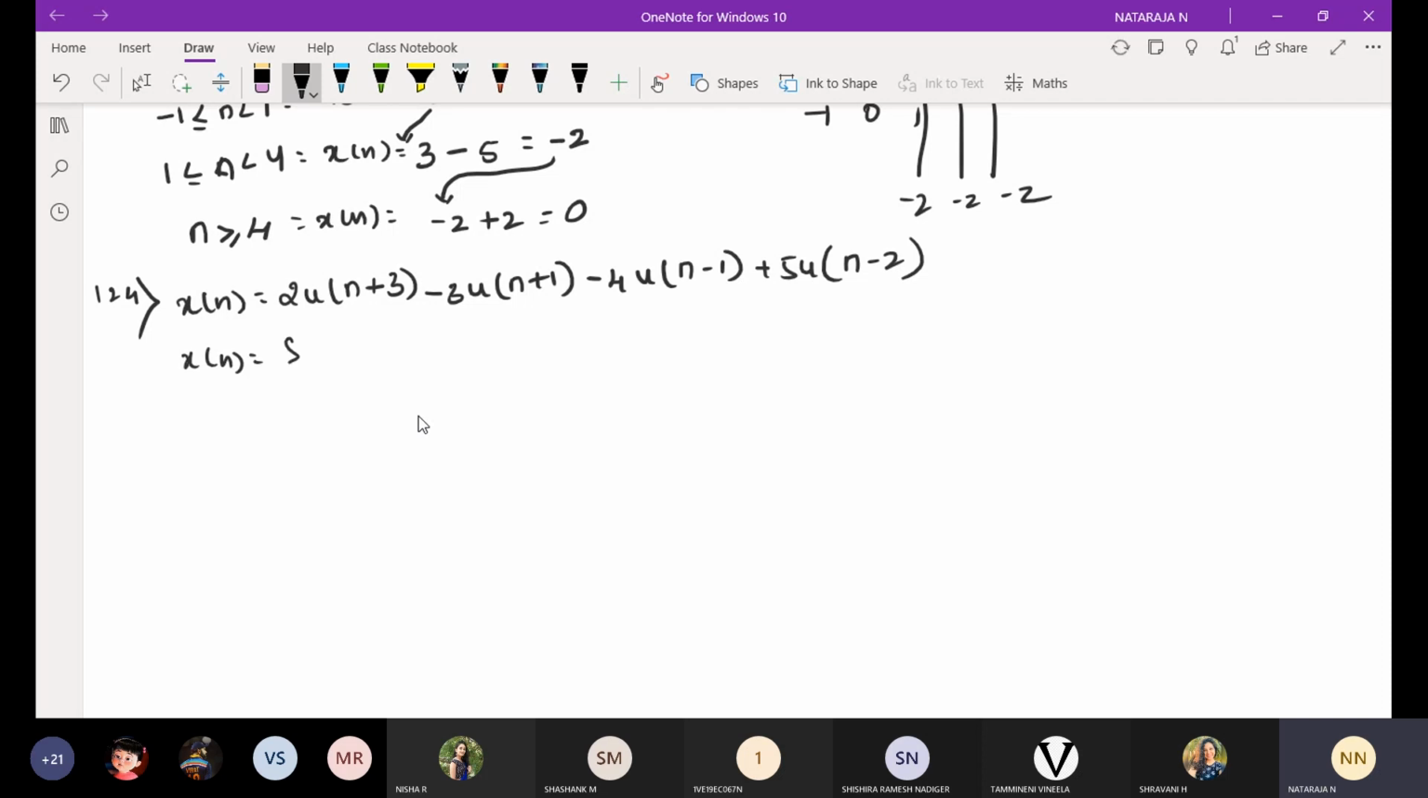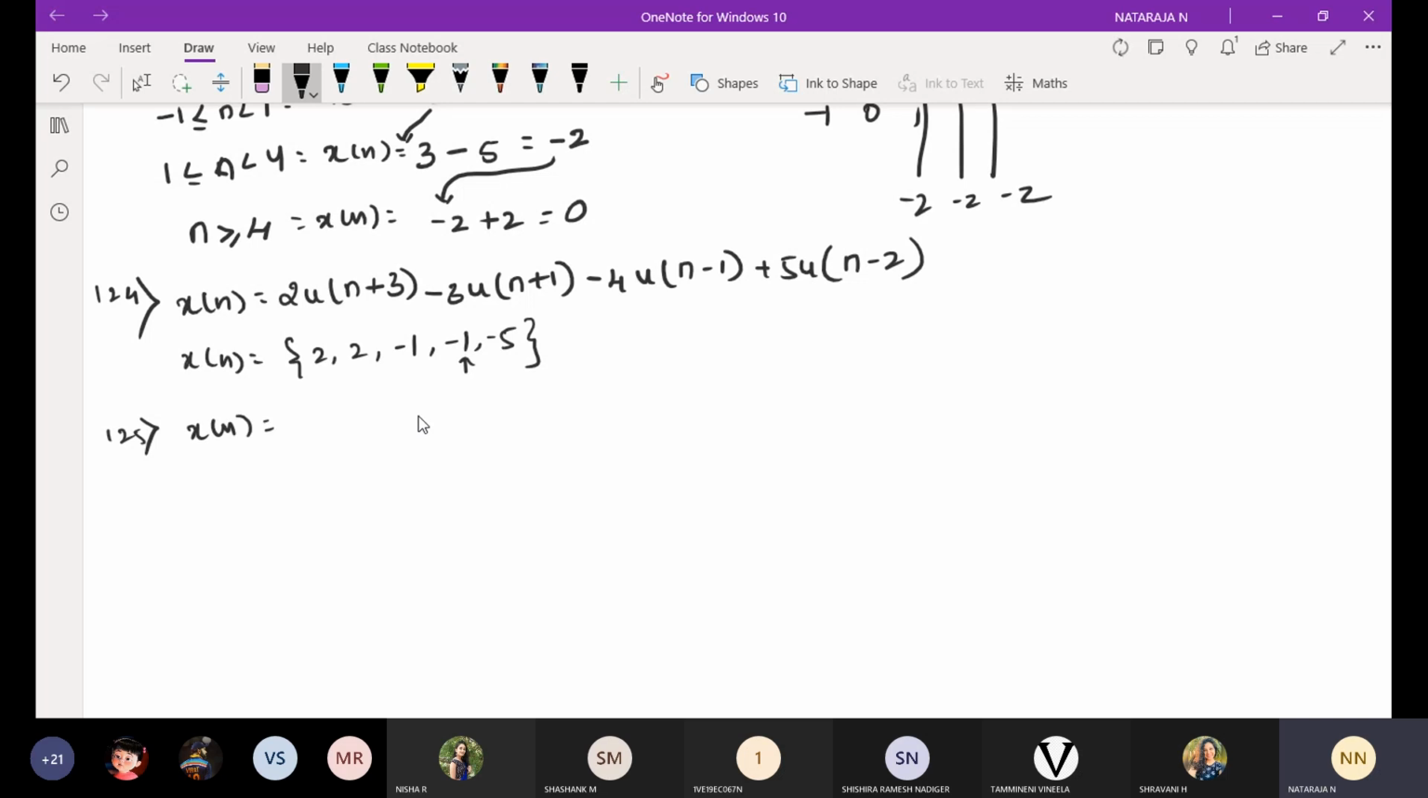Write down this x of n. You will get 2, -1, -1, and -5. This is the origin. For this you have to sketch the signal for the given problem. Next problem.